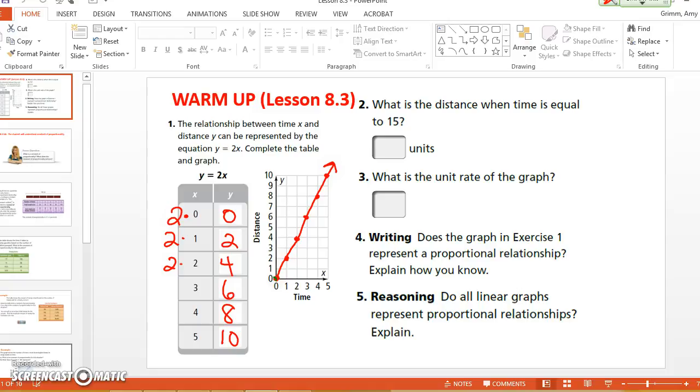What is the distance when time is equal to 15? So you're basically just using your equation here. We already know that x represents time. So you just take 2 times 15 and get 30 units.